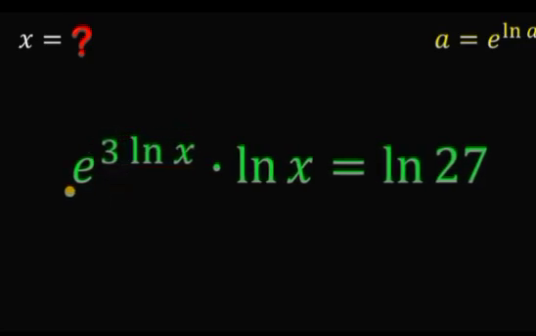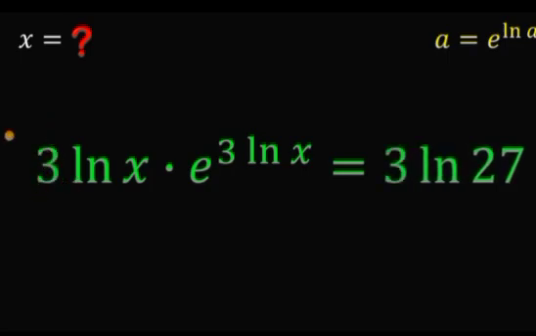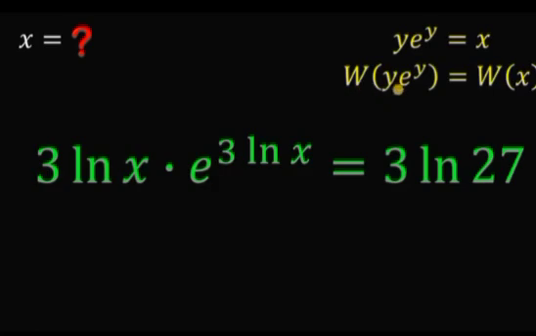Now, let's switch the position of e raised to 3 times ln of x and ln of x. And then, notice that we have 3 on the exponent of e, so why not multiply both sides by 3? The reason is, look at this, we have 3 times ln of x, and we also have in the exponent of e, 3 multiplied by the ln of x. This is not a coincidence because if we have y multiplied by e raised to the power of y equals x, then we can take the Lambert W function on both sides. So W of y times e raised to y equals W of x.